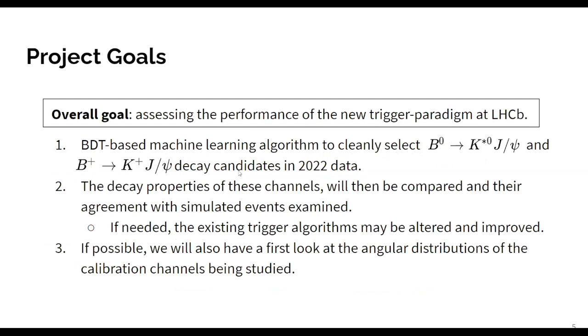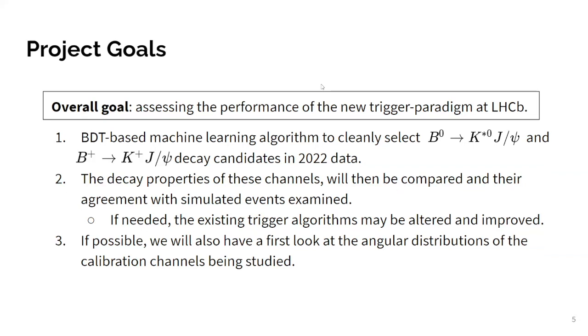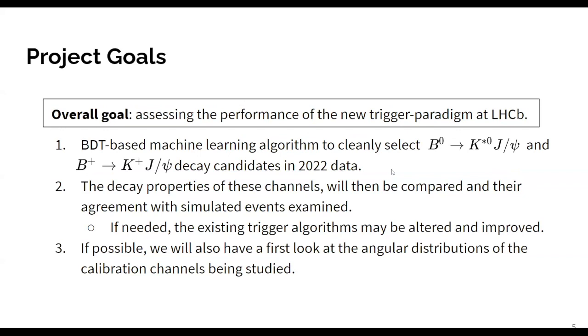So the overall goal is assessing the performance of this new trigger paradigm at LHCb because it is quite new. First of all, we are going to make a BDT-based machine learning algorithm to cleanly select decay candidates in 2022 data. After that, the decay properties of the channels will be compared for agreement with simulated data. And if needed, the existing trigger algorithms may be altered and improved, it must be said. And if possible, we will also have a first look at the angular distributions of the calibration channel.